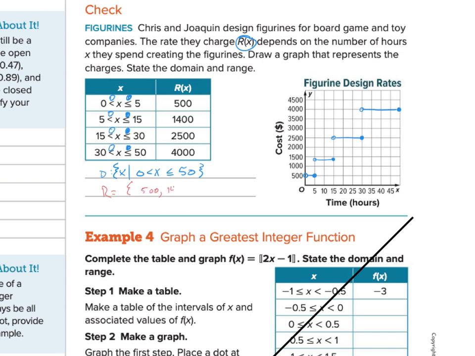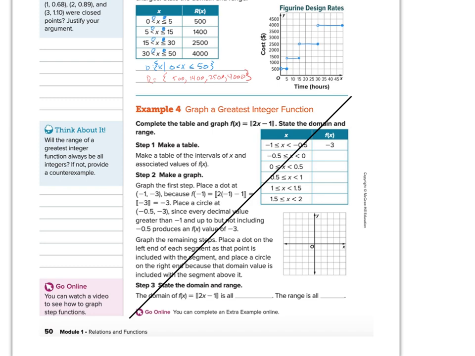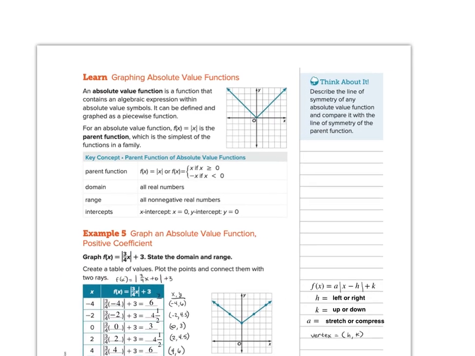500, 1,400, 2,500, and then 4,000. Those are the actual range values. So looking at that piecewise function, we're going to skip the greatest integer function this time and move on to absolute value.